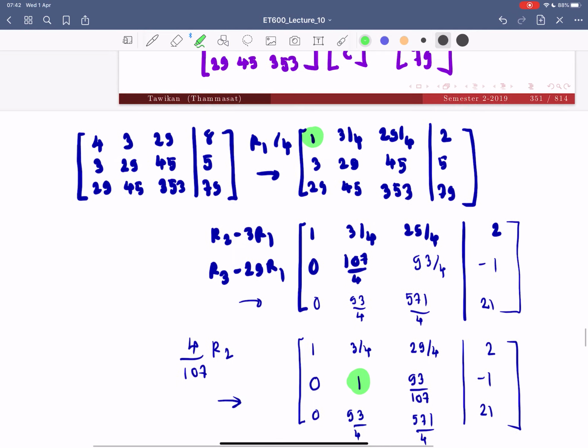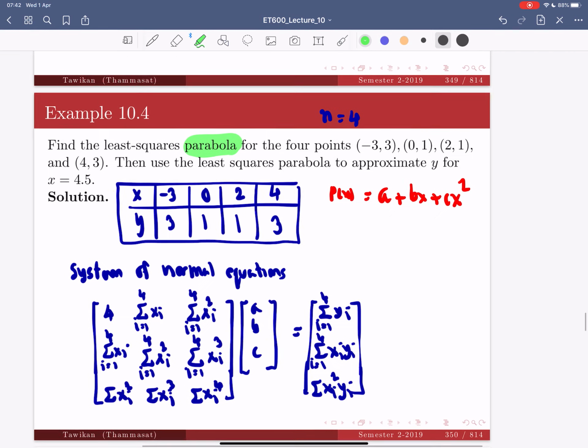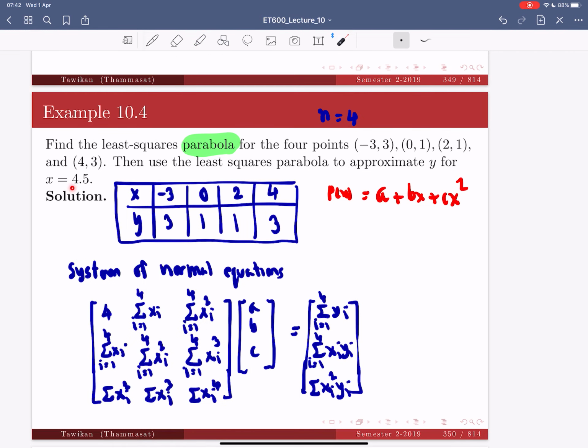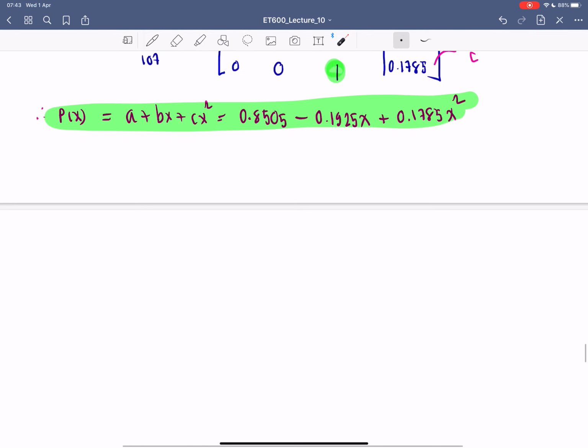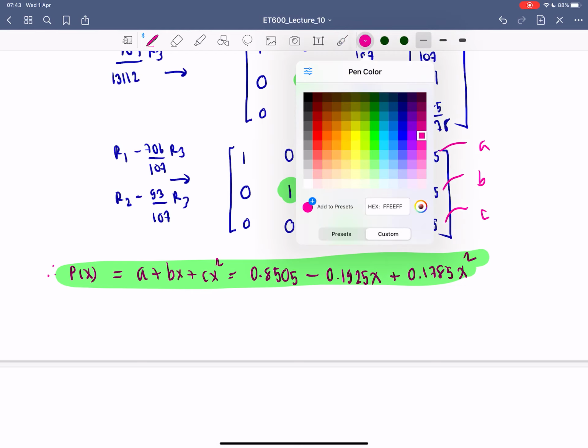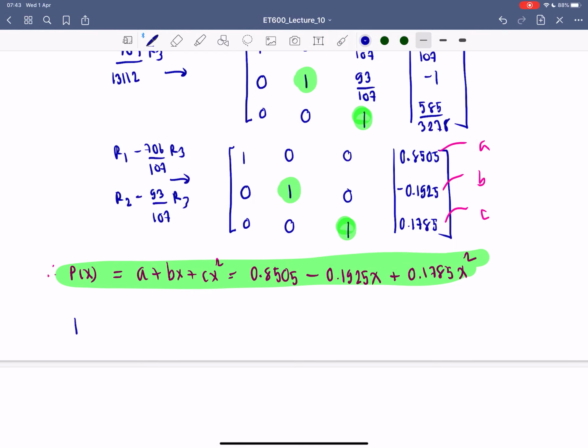But the question asks us to find what? To approximate y at x equals 4.5. So you have one more thing that we have to do. I want to approximate P at x equals 4.5. You just plug x as 4.5 and then evaluate the approximation.